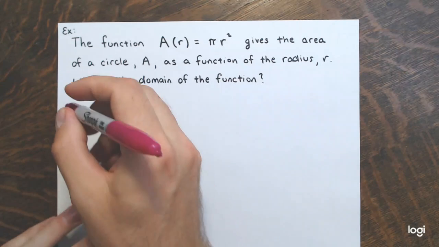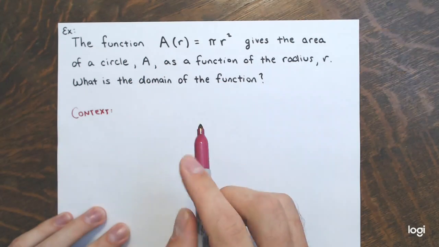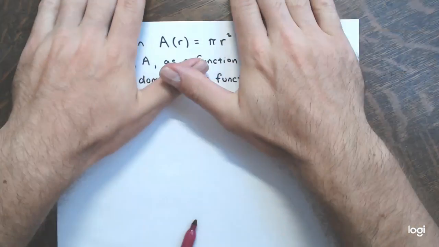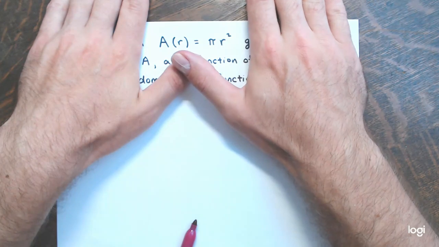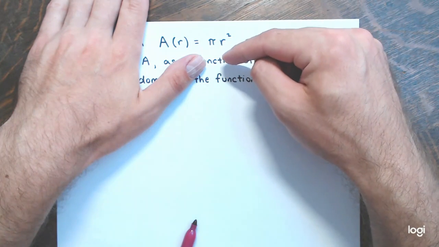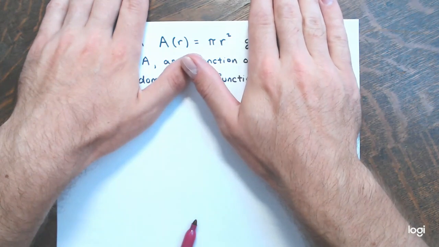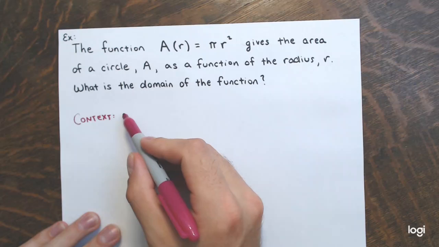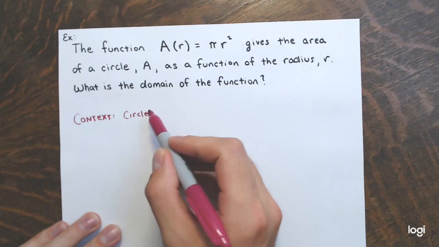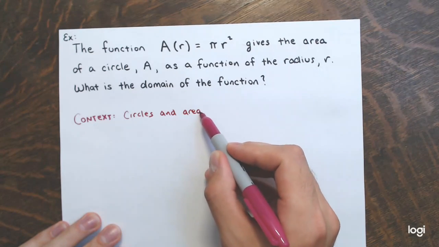So there is context here. Normally, if I just gave this equation without all the words around it and said, what's the domain, I'd say, oh, it's all real numbers because, this pi times r squared, there's no denominator with a variable. I'm not going to be dividing by 0 ever. So I would say it's all real numbers, right? But that's not true. The context here is circles. We're talking about circles, and areas of circles.